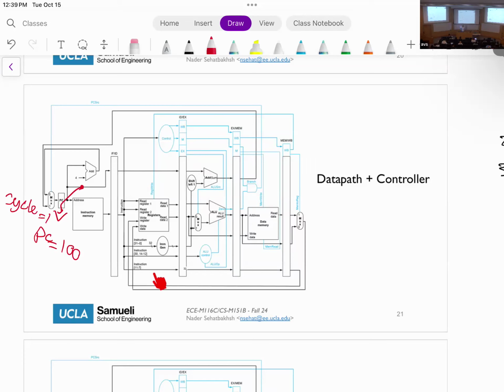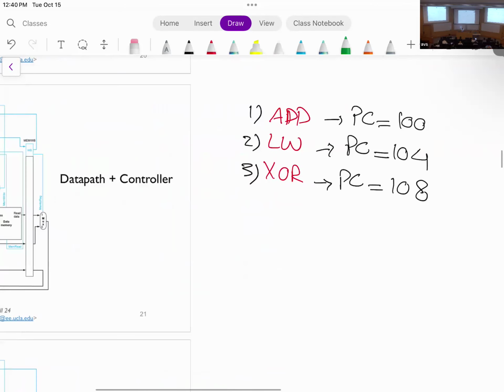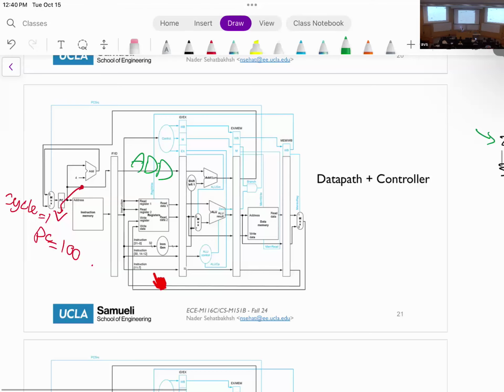Now, the next clock cycle comes. So now this instruction goes to this stage. Let me show you with another color. Now my add will be here, okay? The next instruction that will come into the pipeline will be load word. So my load word would be in this stage, okay?